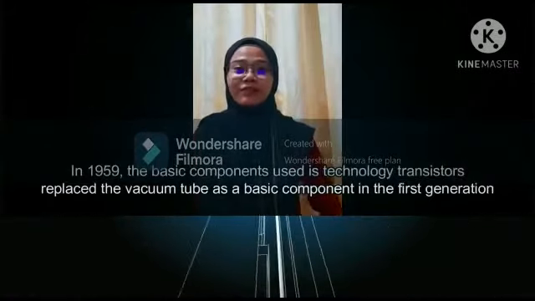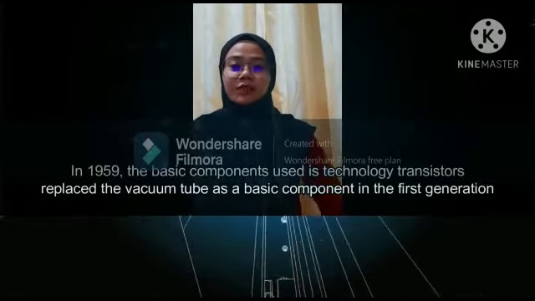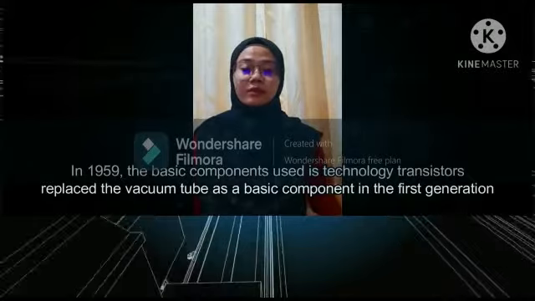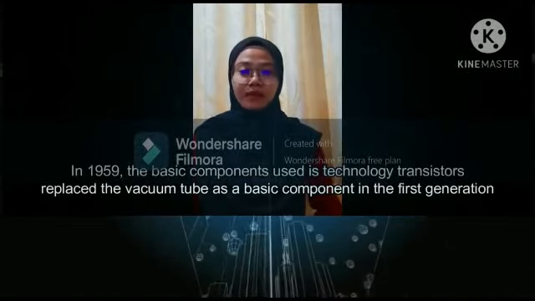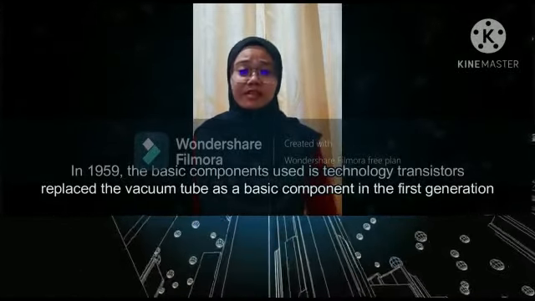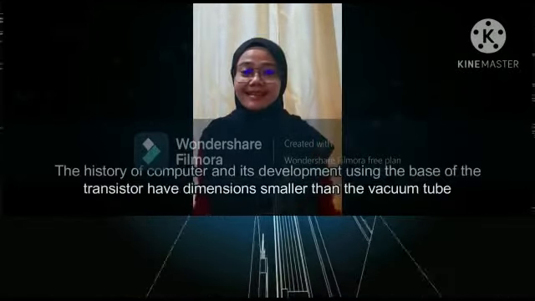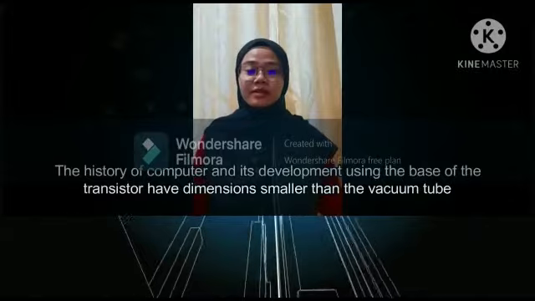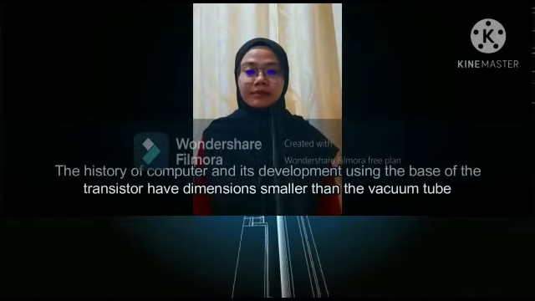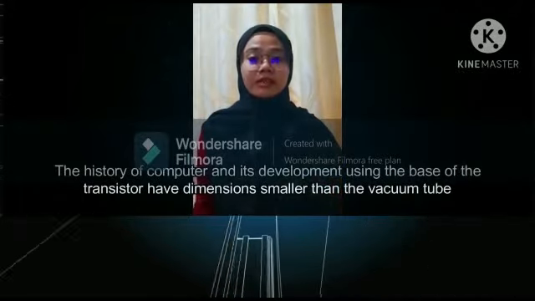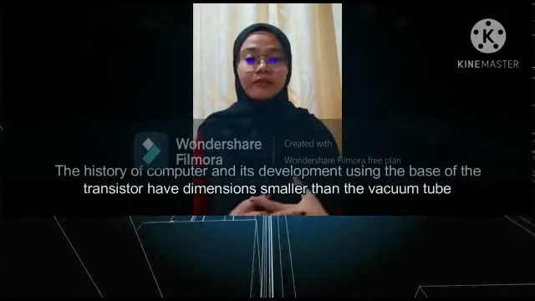In 1959, the basic component used was the transistor, which replaced the vacuum tube as the basic component in the first generation. This component is more efficient. In the history of computers and their development, the transistor has dimensions smaller than the vacuum tube.